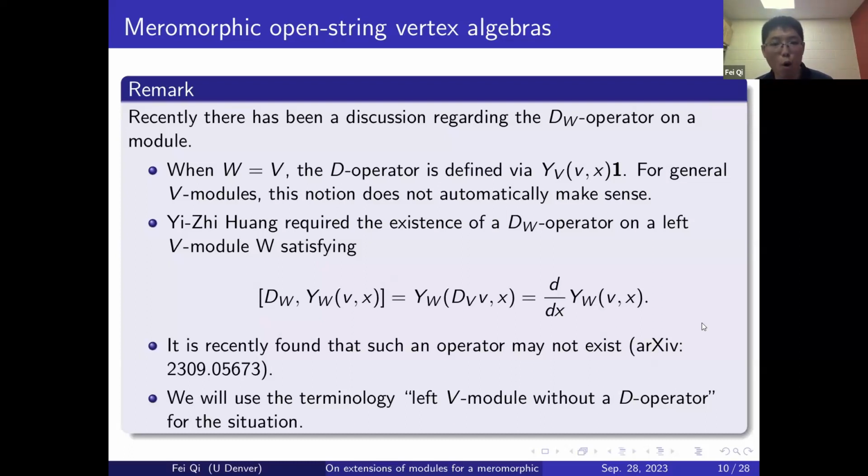And later it turns out that it seems we shouldn't really assume the capital D operator for the left modules. So for the rest of the talk, I will just use the terminology left V module without the capital D operators. So generally speaking, a left module and a bimodule should have an L-1 operator, but in the most general sense, it's not necessarily guaranteed to exist. Okay, so this is actually something really new. None of the discussion were finalized until very recently.